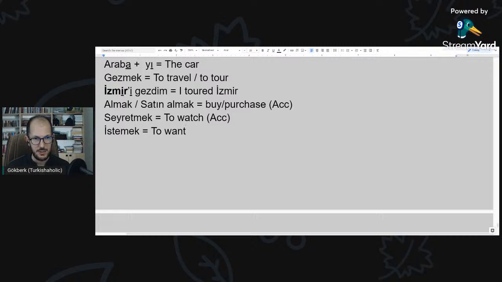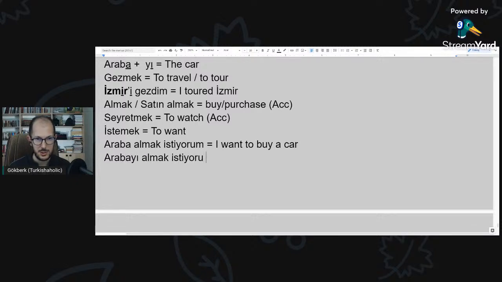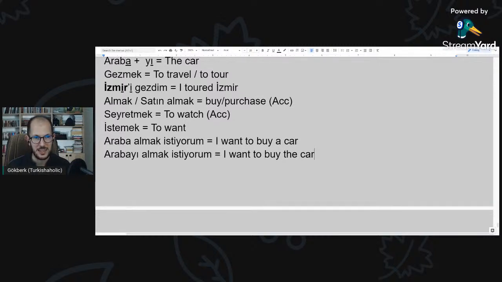So if you want to say, for example, araba almak istiyorum, meaning I want to buy a car. But if you say arabayı almak istiyorum, it becomes different. How different? I want to buy the car. So there's a specific car that I want to buy. I'm pointing it out. And when you use the accusative case on the noun araba, then it becomes definite. I want to buy the car.